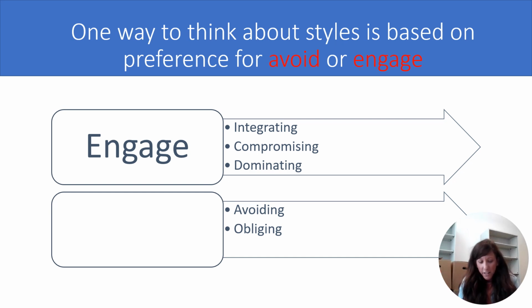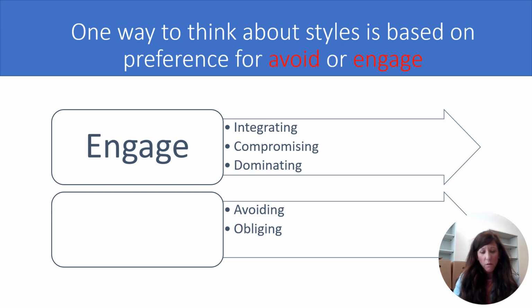If you find yourself doing things like changing the topic, or just simply staying quiet, or refusing to answer or give your own opinion, or maybe just being really vague or abstract. If you're finding yourself doing any one of those things, then probably you are in this preference for avoiding the conflict. Probably you are an obliger or an avoider.